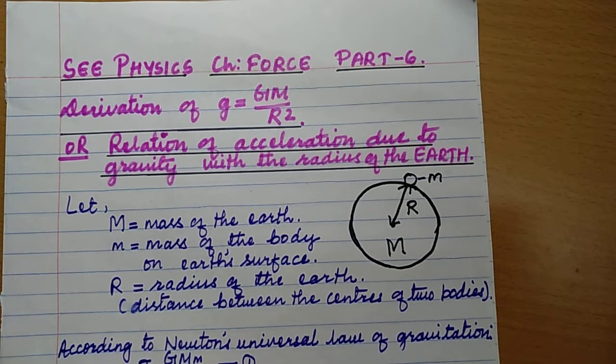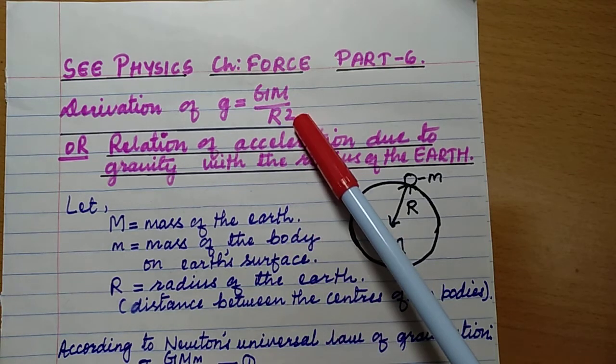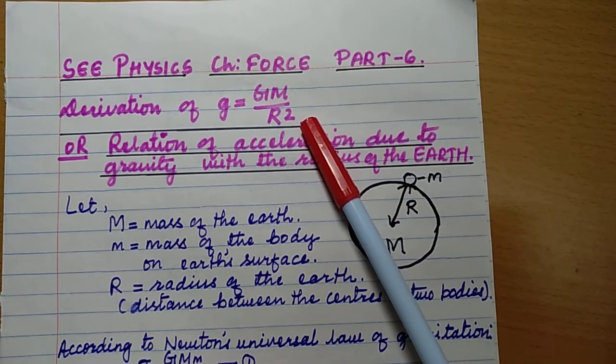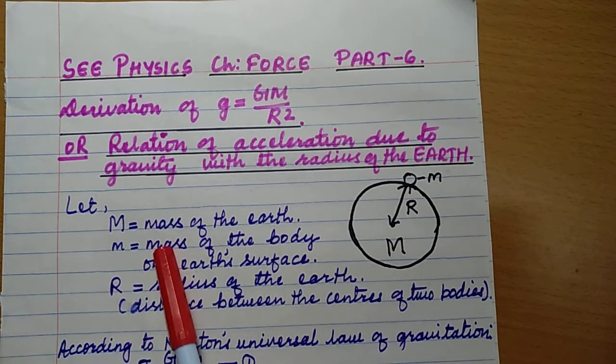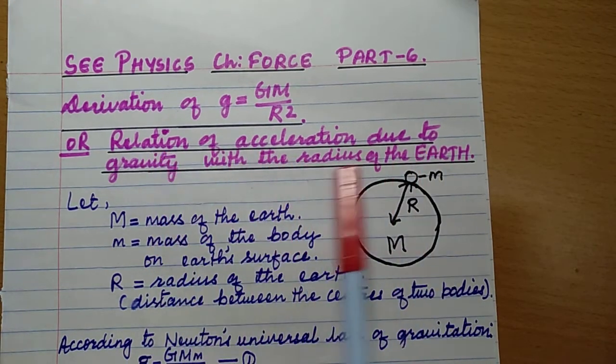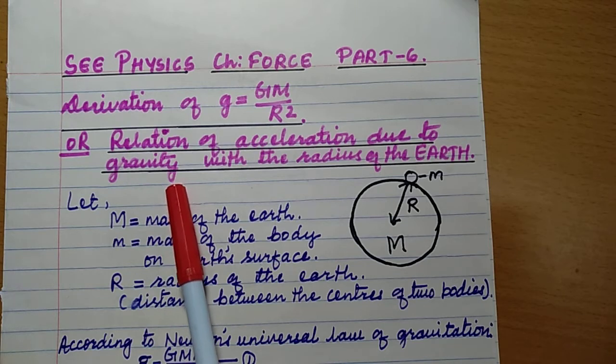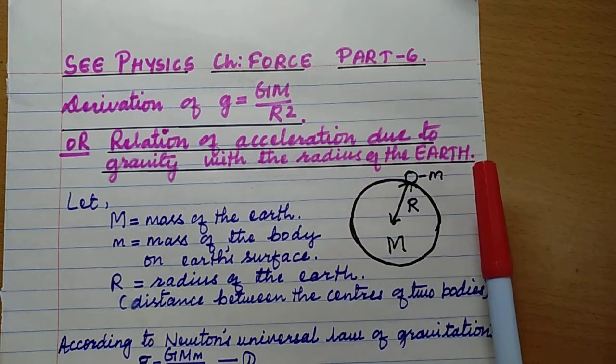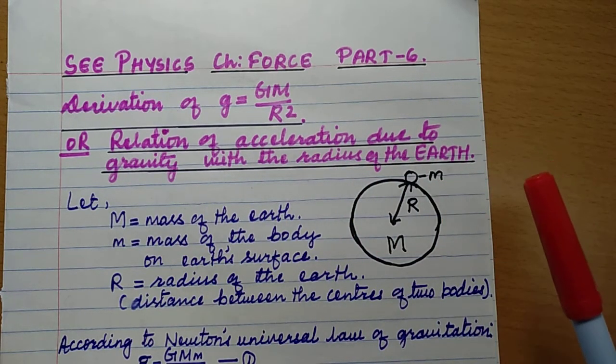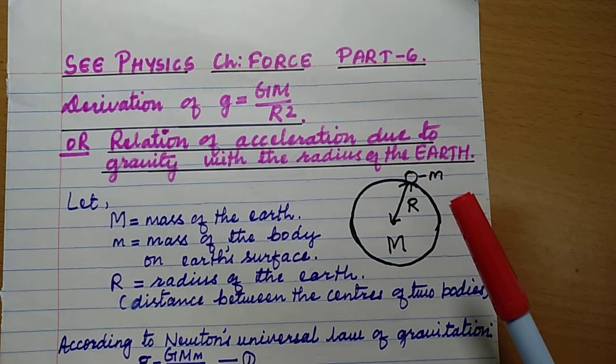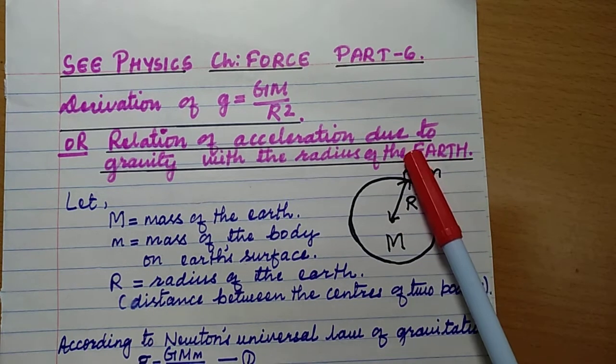Now in this part, we are going to study the derivation of small g, or acceleration due to gravity. Formula for acceleration due to gravity: g equal to GM by Re square. In the same part we'll understand the relation of acceleration due to gravity, small g, with the radius of the earth. How does the value of g differ with the length of the radius of the earth?